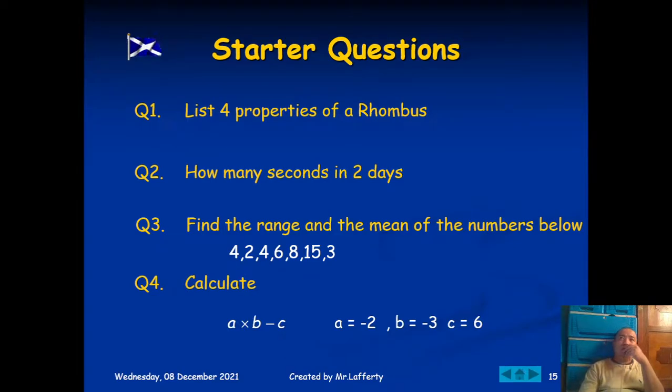Next, these 4 properties of a rhombus. All sides are equal. The diagonals are proportional. Diagonals bisect each other. What else? Yes, opposite angles are congruent.